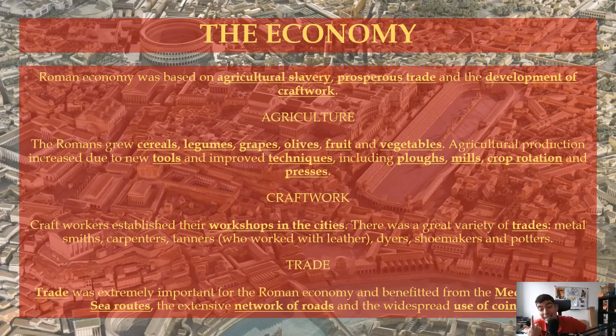Also because of the extensive network of roads, the Romans built a lot of roads throughout all the empire, las calzadas, and the widespread use of coins. They took this from the Greeks. So, let's see some pictures.